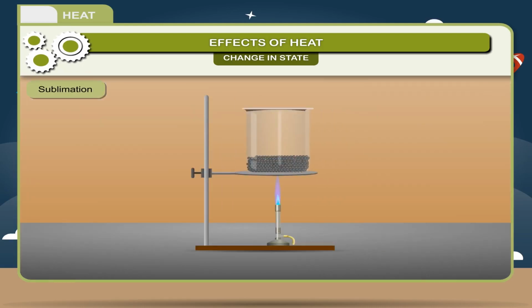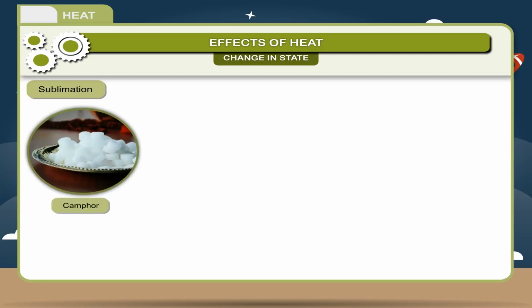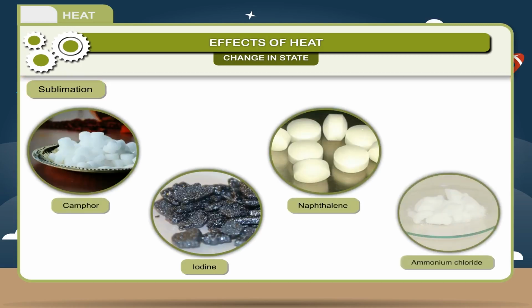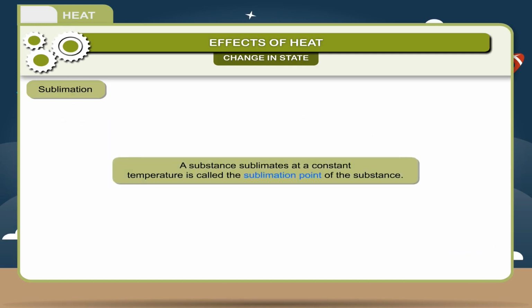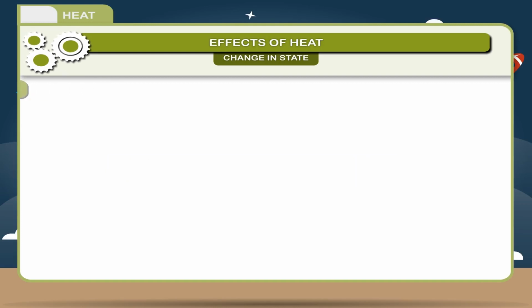Sublimation. In sublimation, a solid changes directly into gaseous state by absorbing heat without changing into liquid state. Such substances in their solid state are called sublimates and in their gaseous states are called sublimes. Some examples of sublimates are camphor, iodine, naphthalene, and ammonium chloride. The constant temperature at which a substance sublimates is called the sublimation point of the substance.